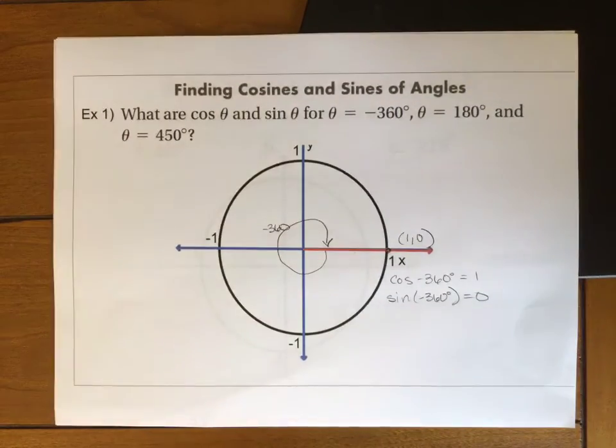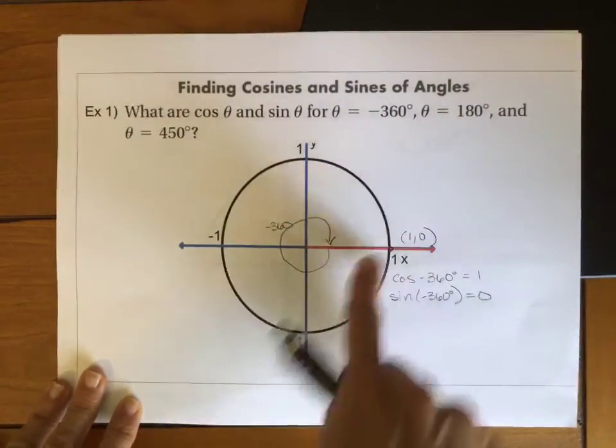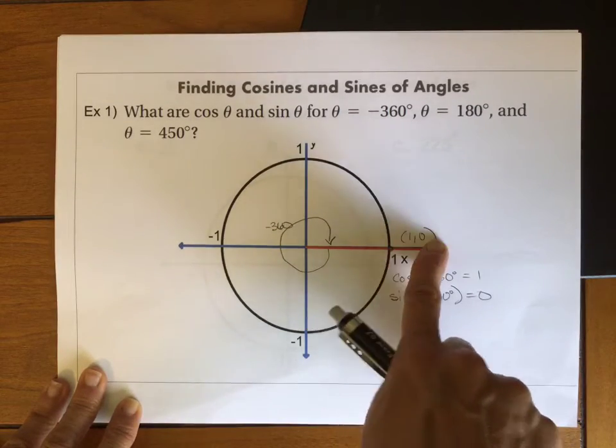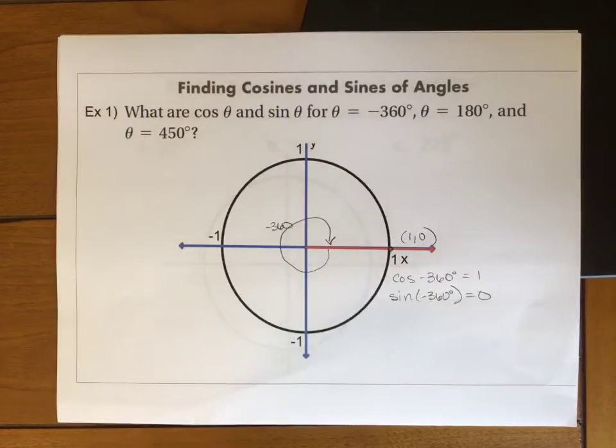So for the rest of them, I'm just going to write the ordered pair, and I want you just to realize that this is cosine and this is sine. My x is my cosine, my y is my sine.